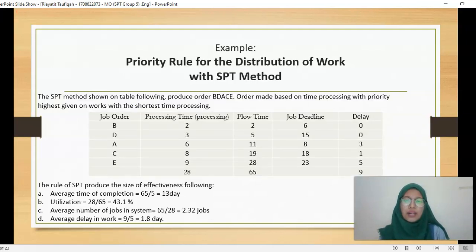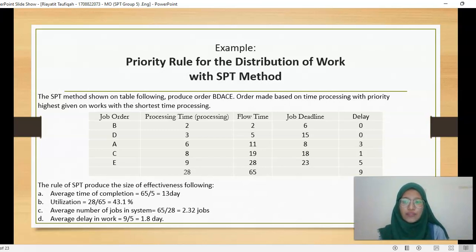Here is an example of priority rules for the distribution of work with the SPT method. The SPT method is shown in the following table: produce order B, D, I, C, E, and this order is made based on processing, with the highest priority given to jobs with the shortest processing time. And this table consists of 5 categories: the first is job order, processing time, and then flow time, job deadline, and also delay.